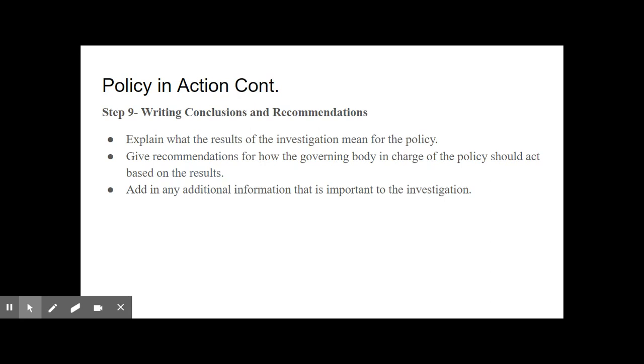You're going to explain what the results of the investigation mean for the policy. You're going to give recommendations for how the governing body can change the policy and any additional information that is important to the investigation. So in the book, they gave the conclusion that there was a lot of gum, that the gum posed a health problem, which is additional information they added.